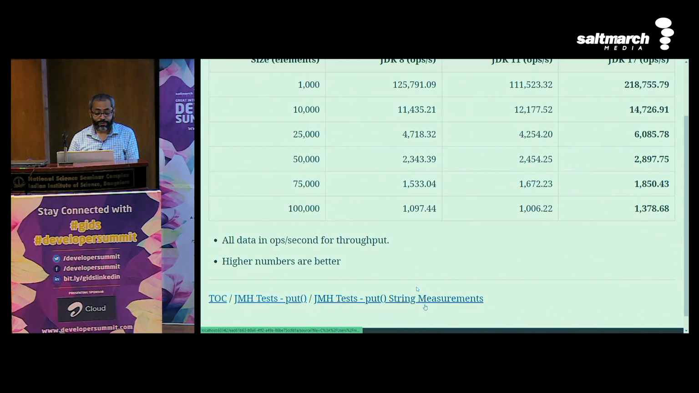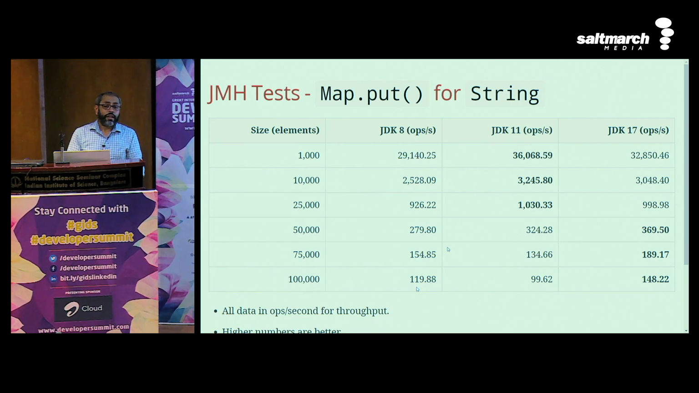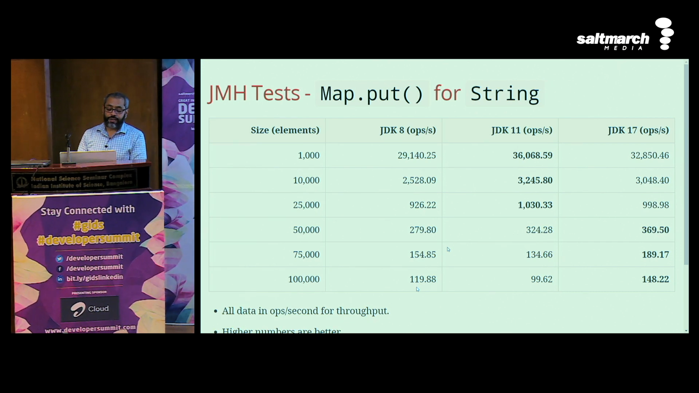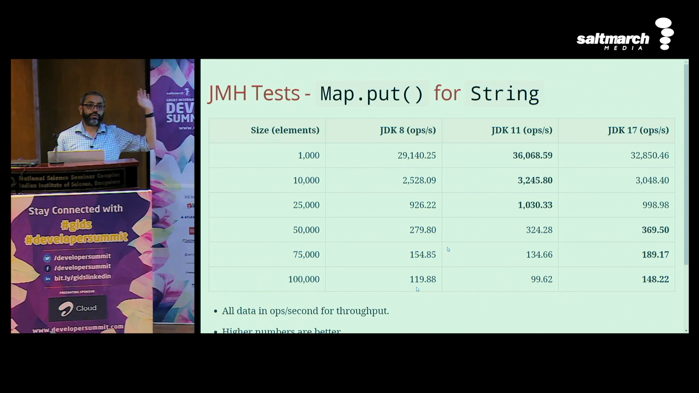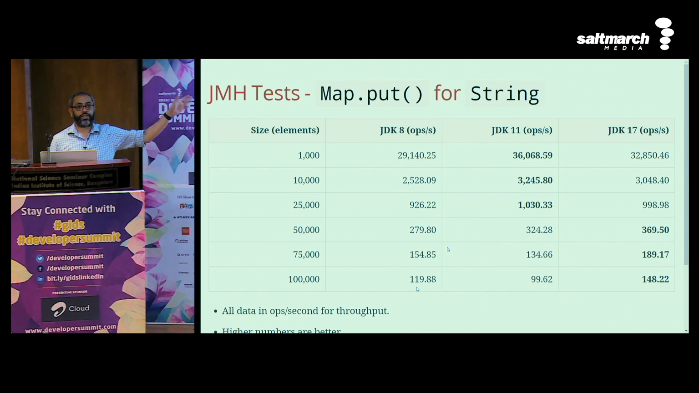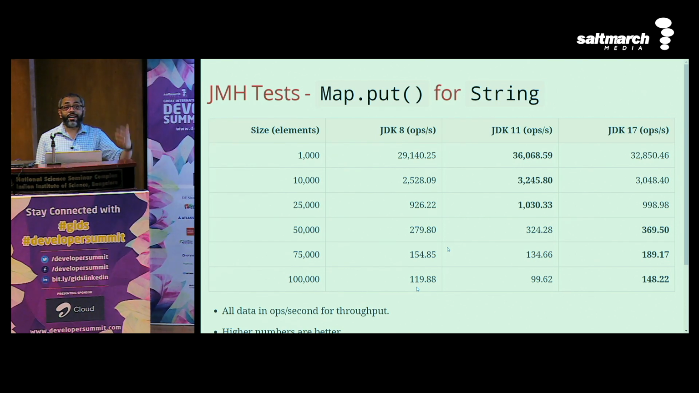Now this is where a bit of interesting things come into the picture, in map.put for string. In here, Java 11 actually performed better up till 25,000. And for the life of me, I could not figure out what was going on, because I looked at whether there were any changes happening in the string. Essentially, there is no change in the actual string implementation between JDK 11 and JDK 17. And then I looked at whether my test was incorrect or whatever. I reran the test multiple times.